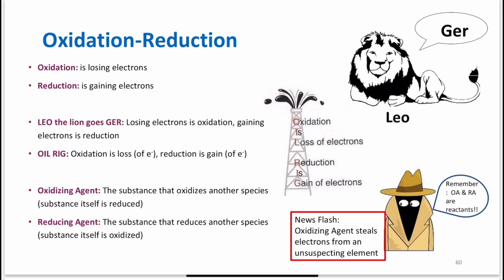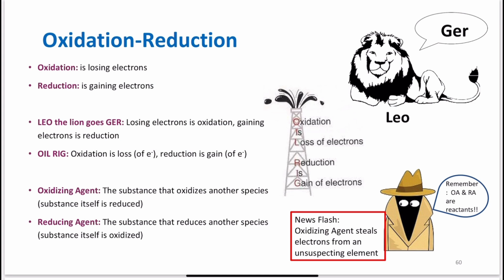Two mnemonics here can help you remember this. You've got LEO the lion goes GER, or OIL RIG. LEO the lion stands for loss of electrons is oxidation, gain of electrons is reduction. So LEO, loss of electrons, oxidation, the lion goes, and GER, gain of electrons is reduction. The other one is OIL RIG. Oxidation is loss of electrons, reduction is gain of electrons.